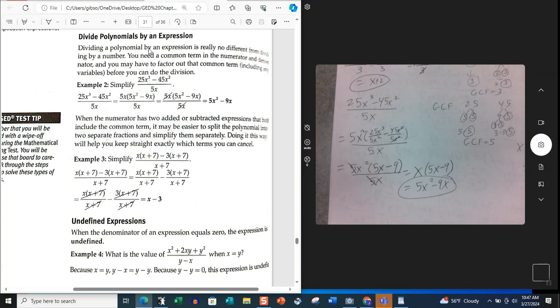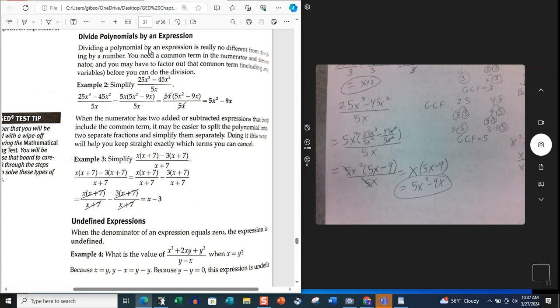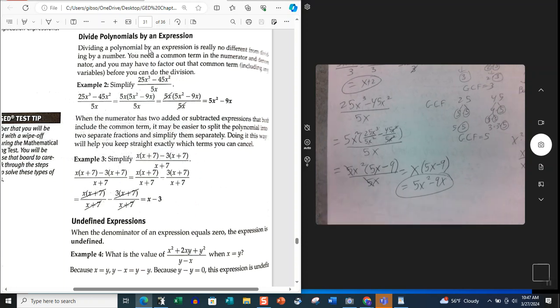Now, example 3 looks a little different. So with example 3, it says when a numerator has 2 added or subtracted expressions that both include the common term, it may be easier to split the polynomial into 2 separate fractions and simplify them separately. Doing it this way will help you keep straight exactly which terms you can cancel. So let's watch this. We had x times x plus 7 minus 3 times x plus 7 all over x plus 7.